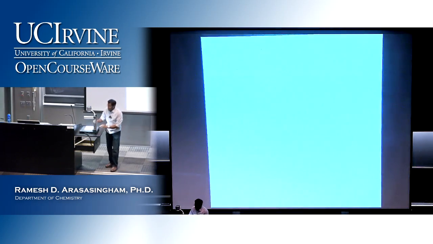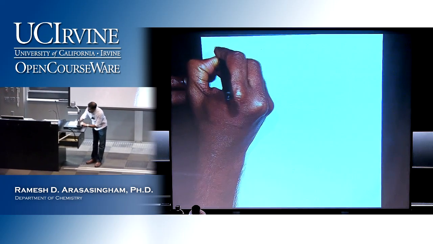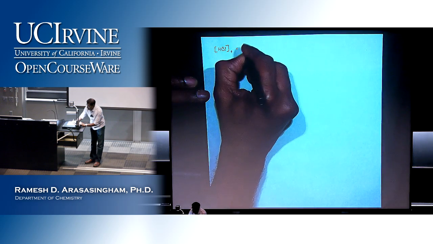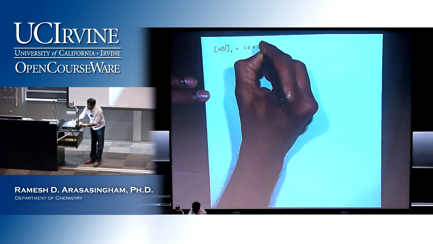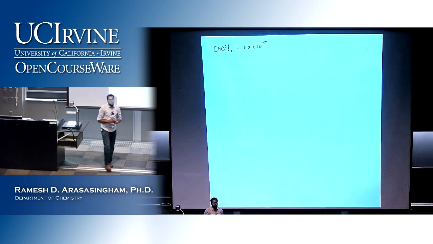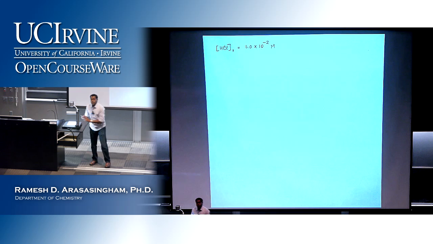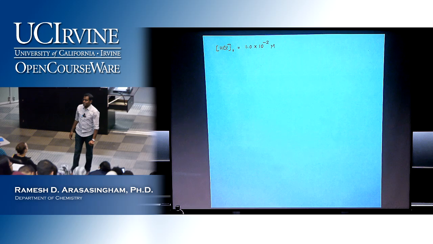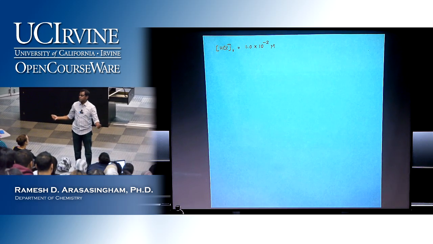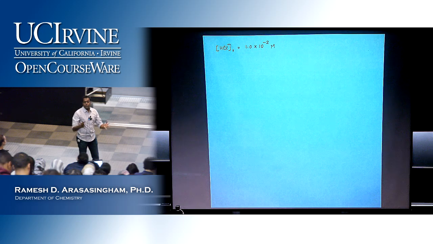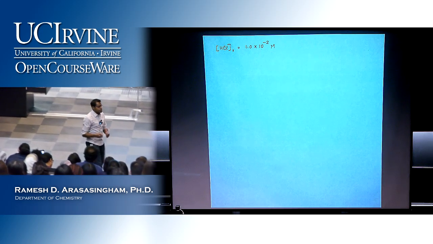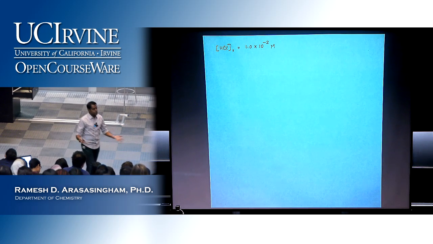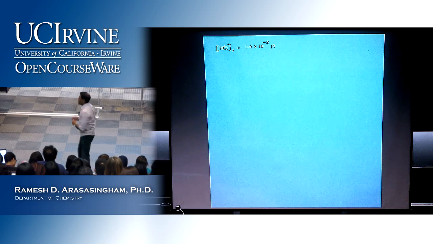Let's say we have a strong acid, which is HCl, and the initial concentration of HCl is 1 times 10 to the negative 2 molar. Since this is a strong acid, what is the pH of the solution? The pH is 2. You don't need a calculator. If the initial concentration of a strong acid like HCl is 10 to the negative 2, you know that the pH is 2.